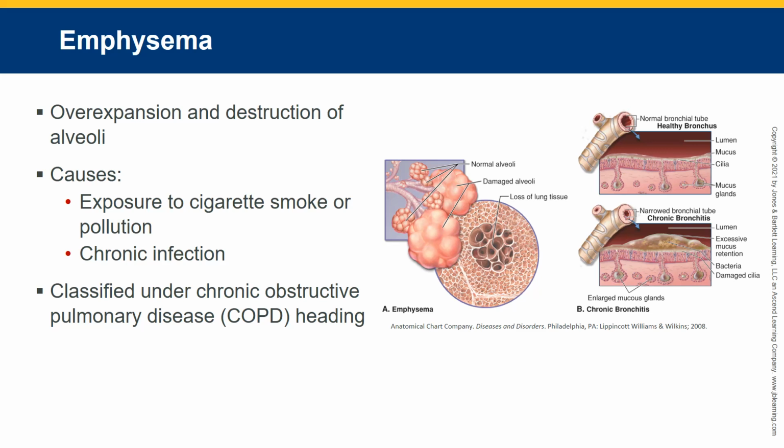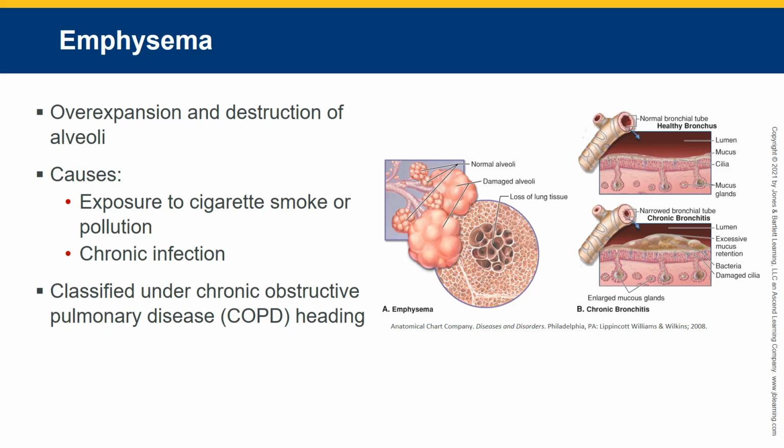Couple of other things as we start to go through: emphysema. Emphysema is from exposure to cigarette smoking or pollution if you live in a very polluted area, or if you have chronic lung infections. What happens is it damages the alveoli. You lose lung tissue, and that means you lose the ability to breathe properly. So you end up with something called COPD, chronic obstructive pulmonary disease.